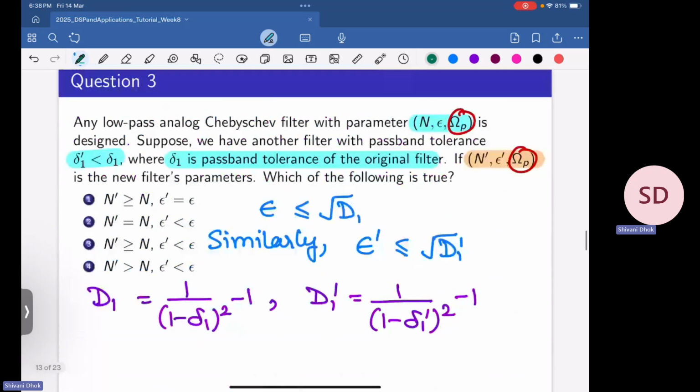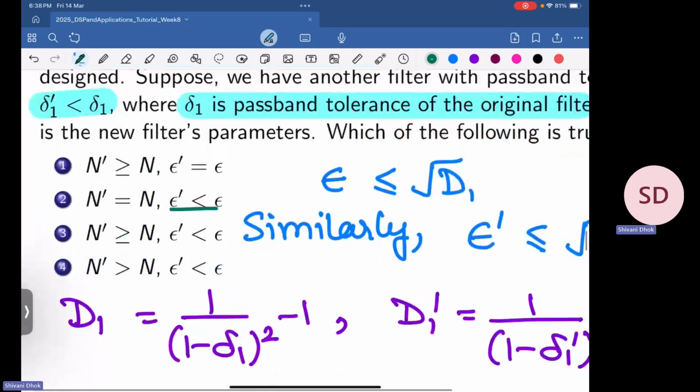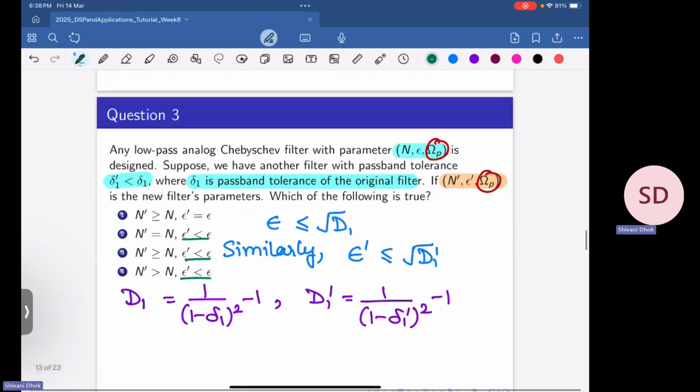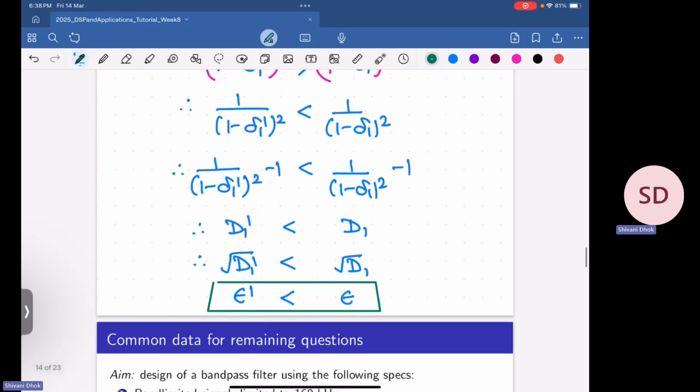Is this condition in our options? Yes, epsilon prime less than epsilon appears here, and here also. So we have now three options with us. Now we know how epsilon and epsilon prime are related. Another thing that we need to figure out is the relation between their respective orders. So let's do that now.